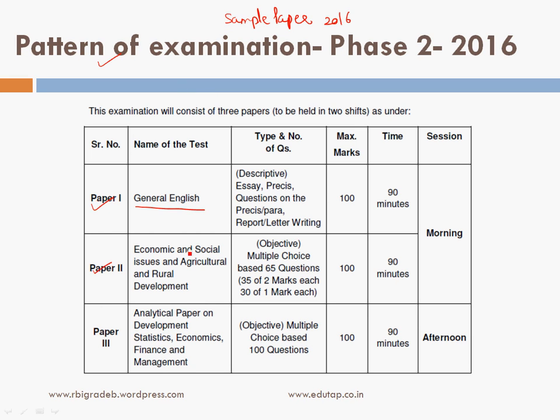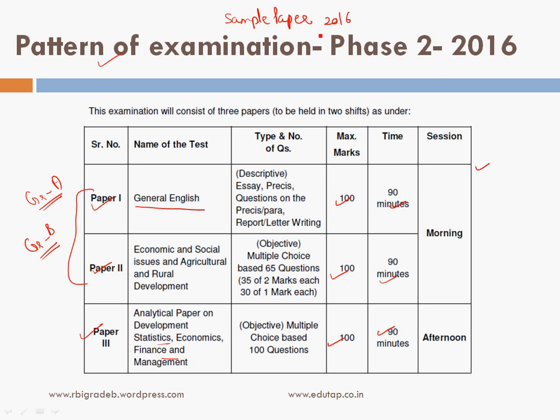The pattern of examination is such that you have paper 1 based on general English, and paper 2 on ESI and ARD, that is economics and social issues, and agriculture and rural development. Both these papers carry 100 marks and are of 90 minutes duration. If you are appearing for grade A only, you have to give these two papers. If you are also appearing for grade B, then you have to give a third paper in addition to these two papers, and the third paper is on developmental economics, stats and finance and management. This is again a 100 marks paper and 90 minutes duration.